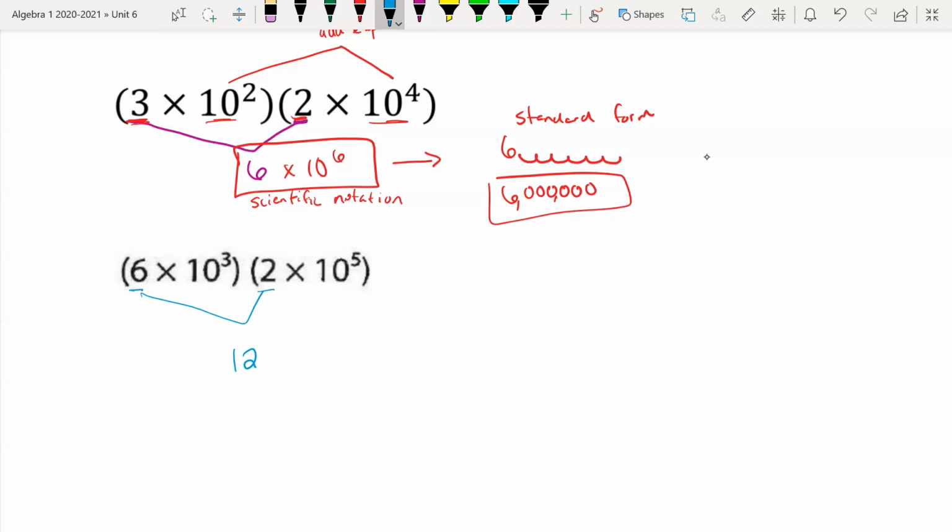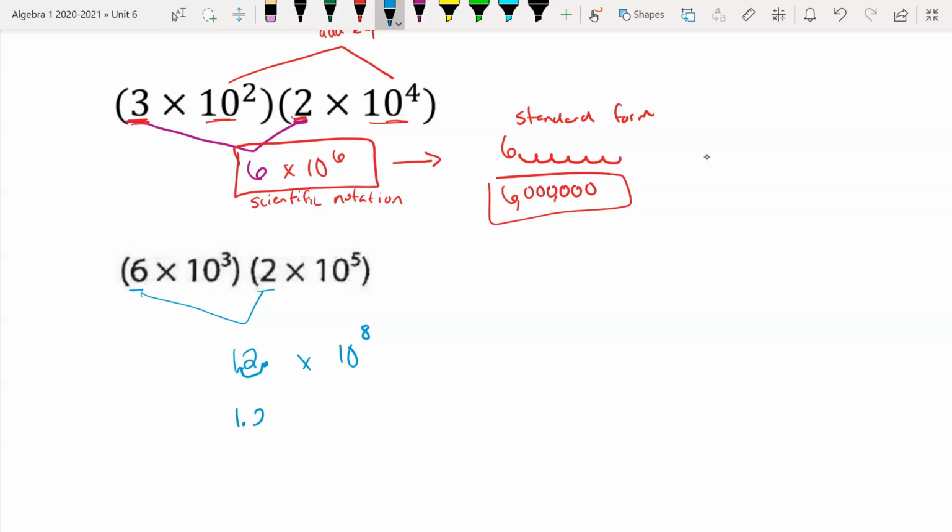So hopefully you're saying 12 times 10 to the 8th. But here's the thing. If I say times 10 to the 8th, right? I mean 12 is my coefficient. 12 is not between 1 and 10. So I've got to take this and I've got to adjust it. So right now my decimal's to the right of 12. I'm going to move it to the left one.